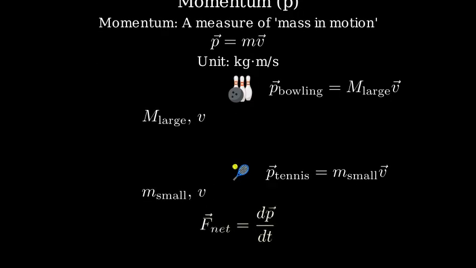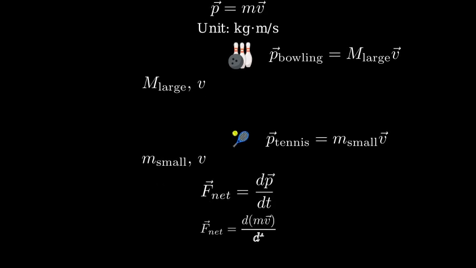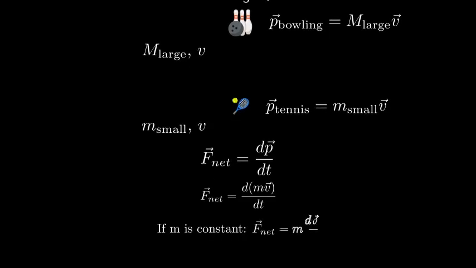Now, how does this relate to Newton's second law? Newton originally formulated his second law by stating that the net force acting on an object is equal to the rate of change of its momentum. So, F net equals dp by dt, the derivative of momentum with respect to time. If the mass of the object is constant, we can see how this leads back to F equals ma.